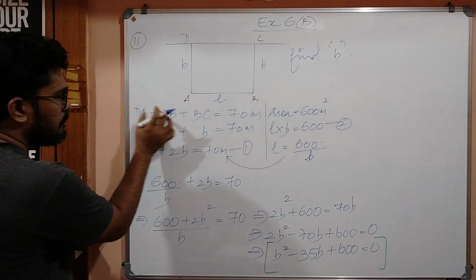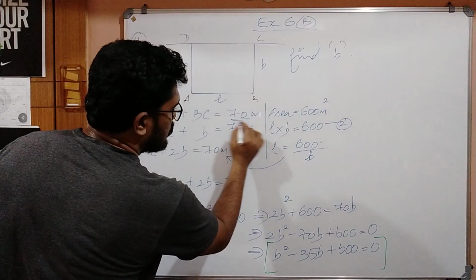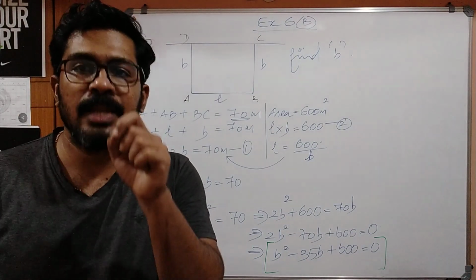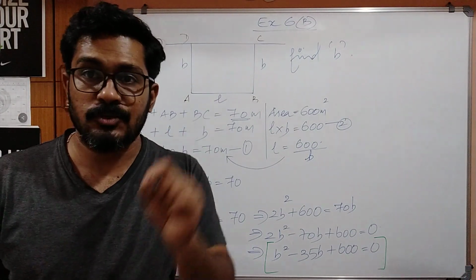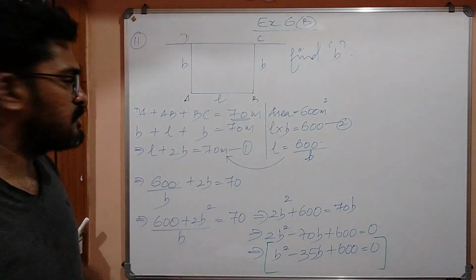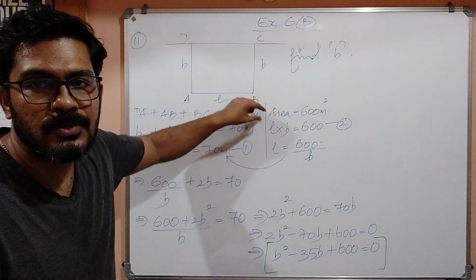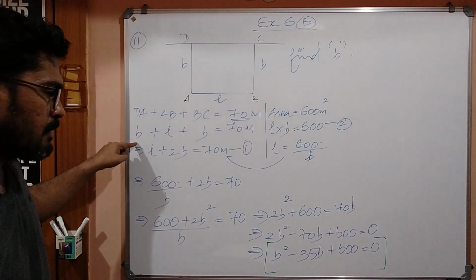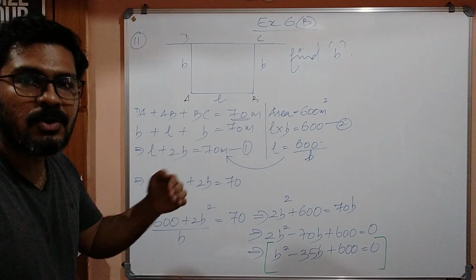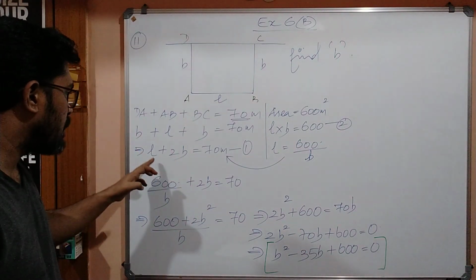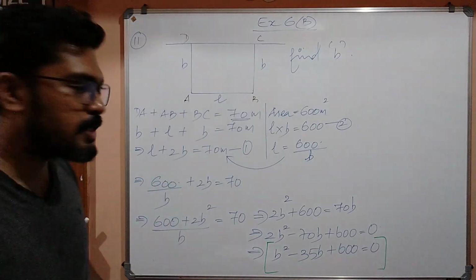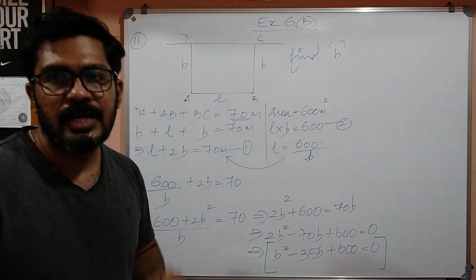So here DA plus AB plus BC will be equal to 70 meters. Why? Because the fence which the farmer has is of the length 70 meters, and that 70 meters has to be utilized to cover only three sides of the shed, isn't it? That is the reason I have written DA plus AB plus BC is equal to 70 meters. Now, what is DA? Breadth. AB, length. BC, breadth. Which should be equal to 70 meters, or in short, I can write L plus B plus B, 2B, is equal to 70 meters. So I got the first equation, L plus 2B is equal to 70 meters.